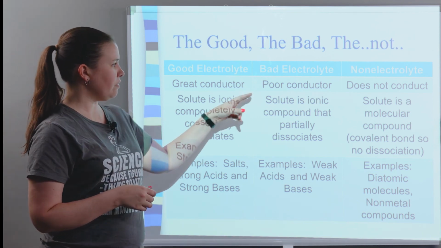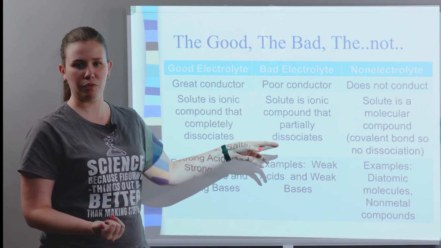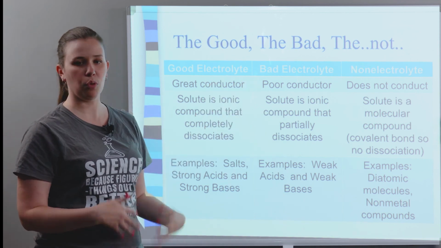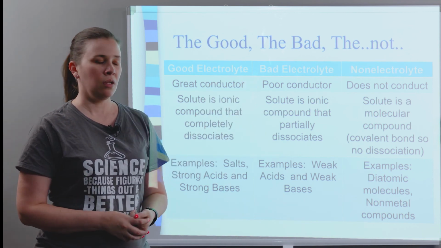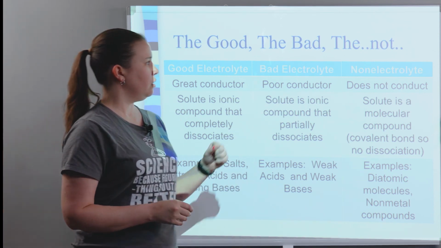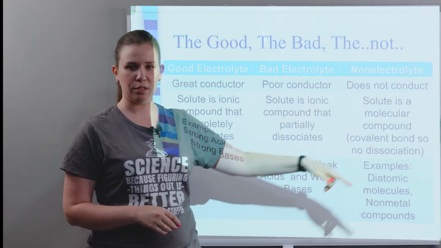So when you have compounds that partially dissociate, basically meaning that they have some type of reverse reaction, you are going to be less good of a conductor. We call them poor conductors or bad electrolytes. So weaker acids and bases would fall into this category. You could also have a non-electrolyte. So those would be the covalent compounds that we talked about.